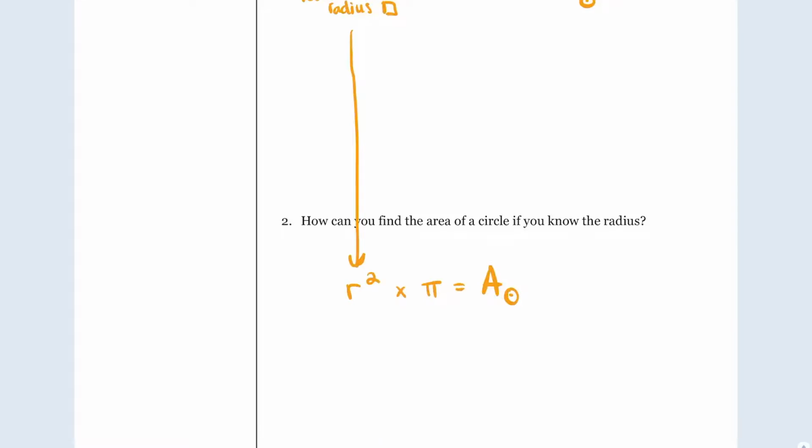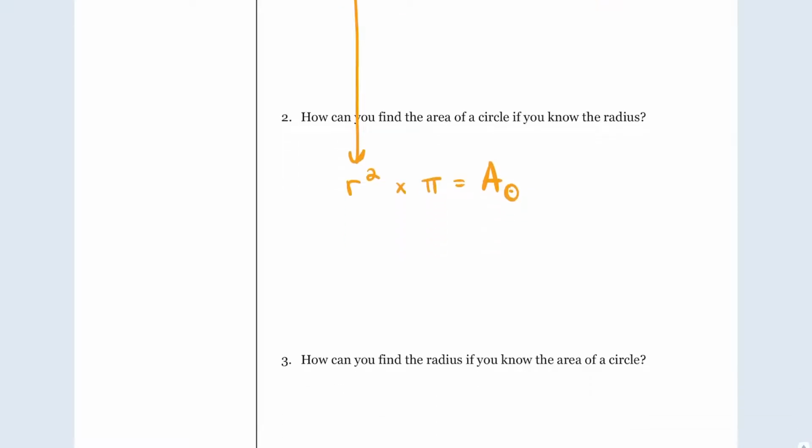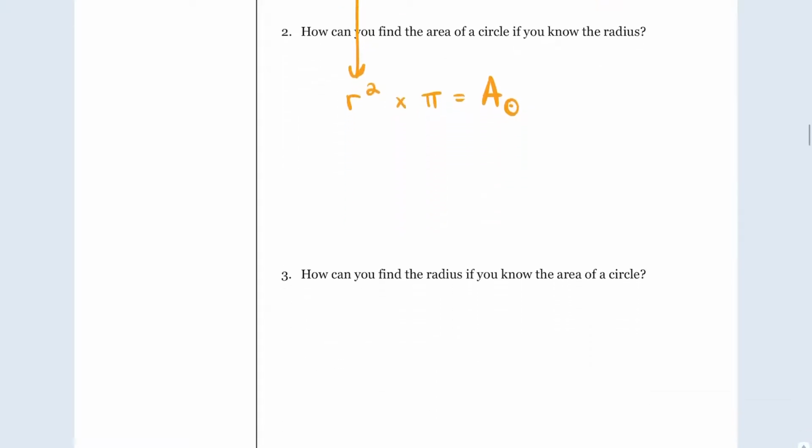How can you find the area of a circle if you know the radius? Square it, multiply it by pi to get the area. And boom, there we go. We have an area formula for a circle. All right, let's keep going.